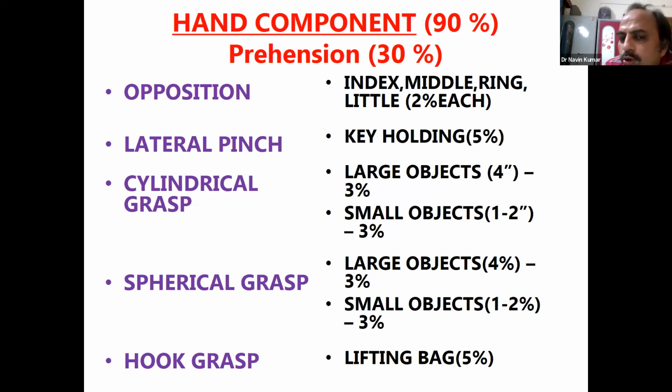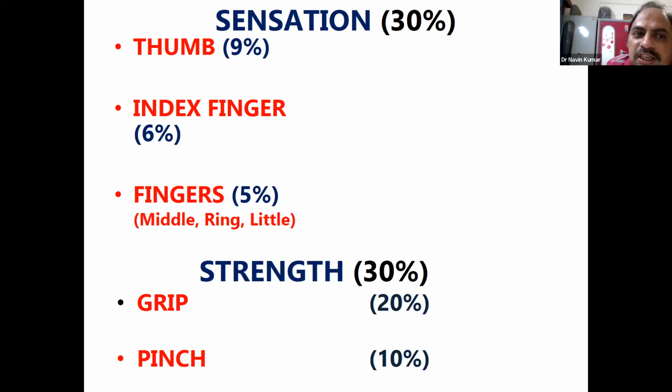So it is divided into 3% each. And then hook grasp, where we can tell the person to lift a bag, which is 5%. So this total, if we add, comes to 30%. Then next is sensation. Thumb has 9, index finger 6, and all other fingers 5, 5, 5 each. So accordingly, this will again total 30.